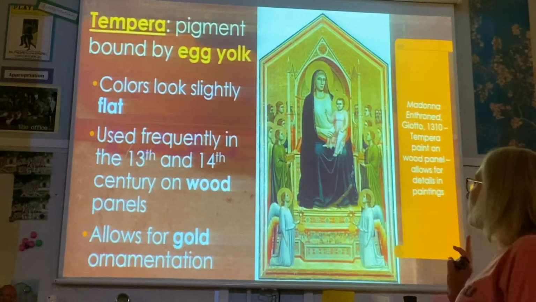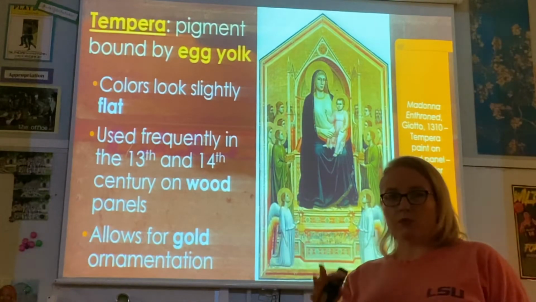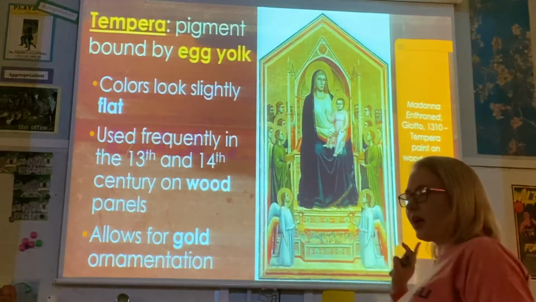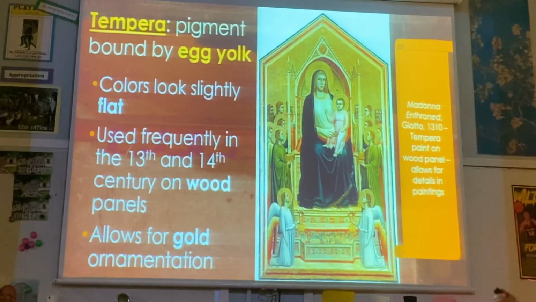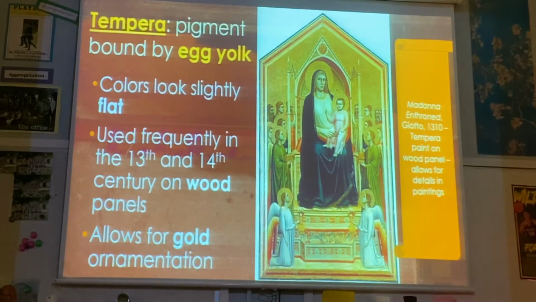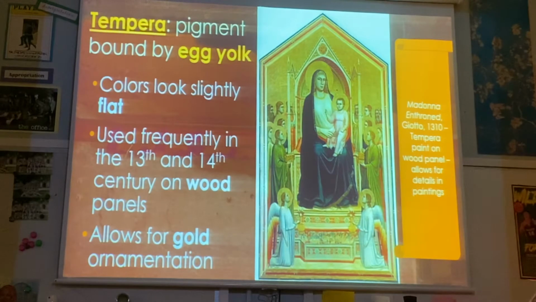Well, they found that if you used egg yolks and mixed it with certain powders of different colors, or gold flecks, it would make a pretty good paint. It would stick pretty well. So they invented tempera paint. The colors, when they dry, are slightly flat. They used to paint on wood panels, so it would stick to the wood fairly well and allows for that gold ornamentation.